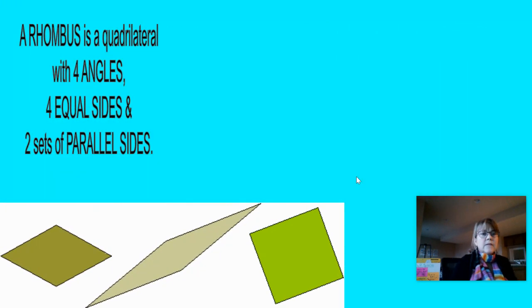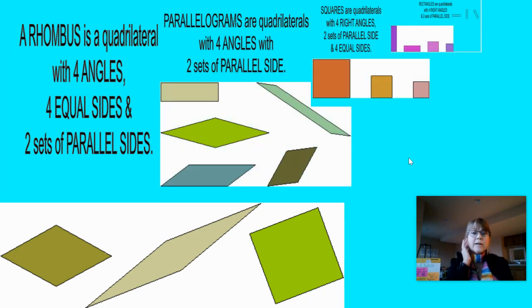A rhombus is another way we can categorize quadrilaterals. They have 4 angles, 4 equal sides, and 2 sets of parallel sides. Sounds similar to a square, and similar to a rectangle, and similar to a parallelogram, but let's see which ones fit and which ones don't. So it looks here like this one has unequal sides. So that would not be a rhombus.